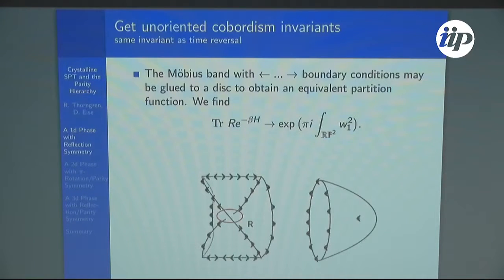So you can glue them together and then compute the partition function from the gauge theory that I told you about. It turns out to be the same exact invariant for the time reversal symmetric phase in this dimension. And so this trace that I told you about is the same thing as an integral over this glued together manifold, which turns out to be this real projective plane RP2, a non-orientable manifold.